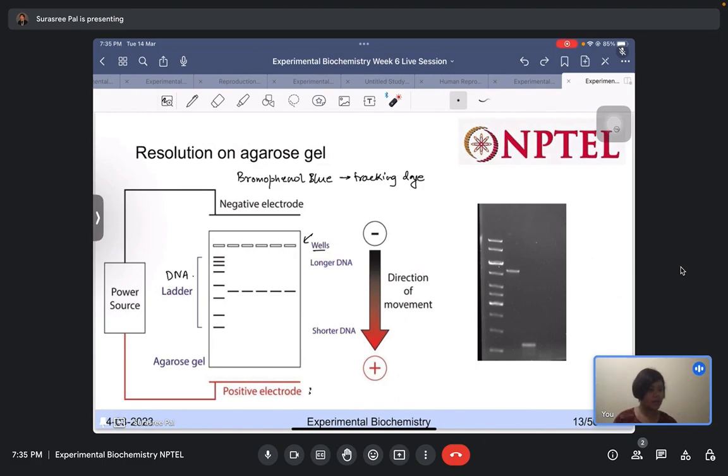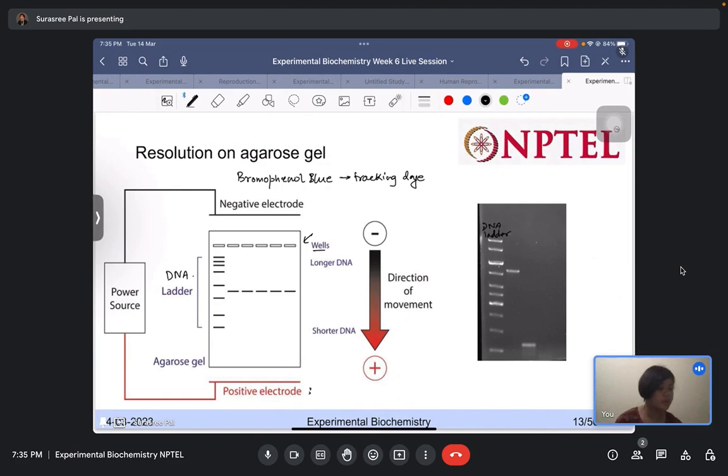And this is actually a gel that we have run in our lab. This is again the DNA ladder, and their molecular weights are known.